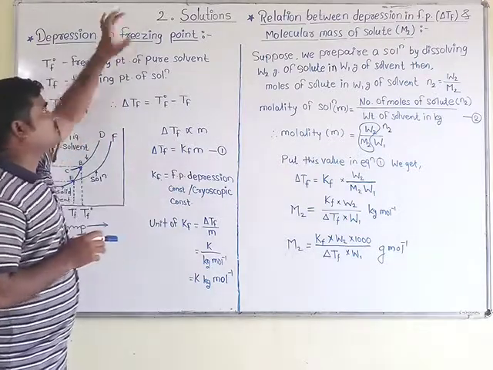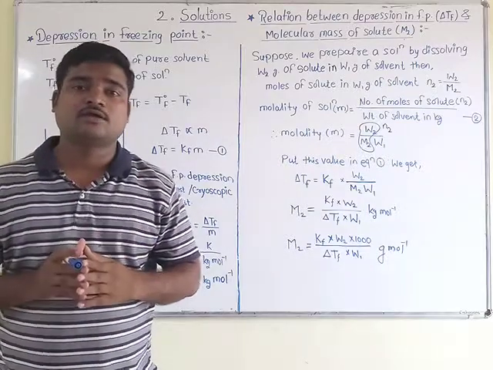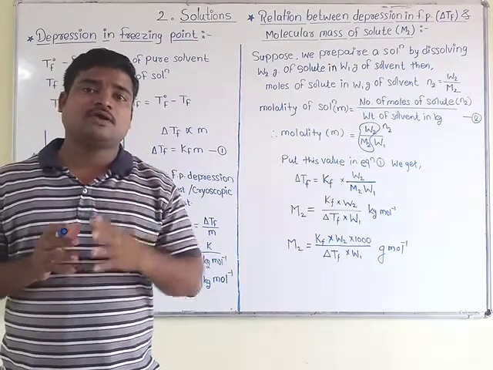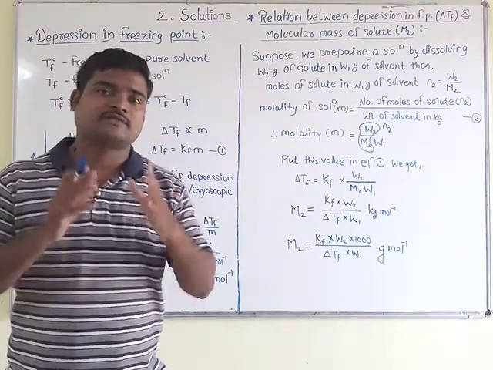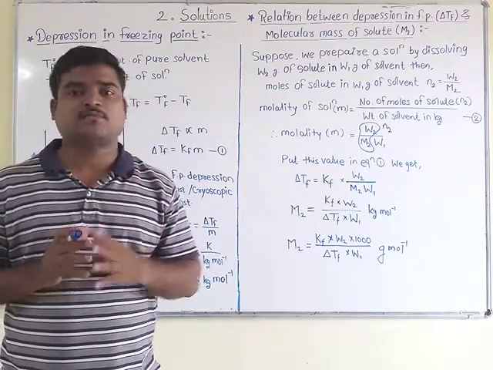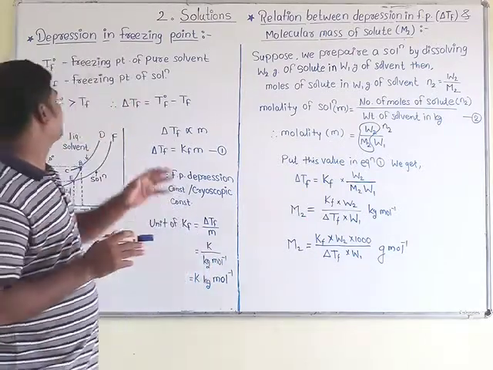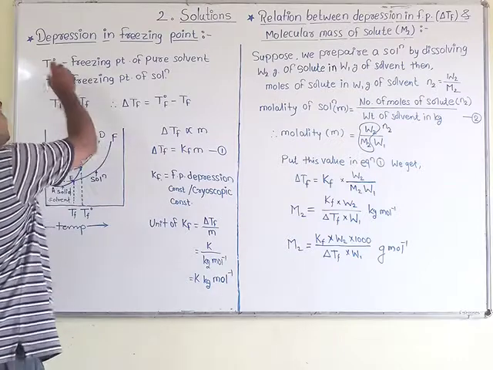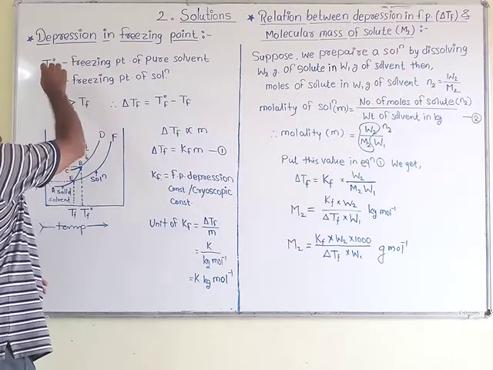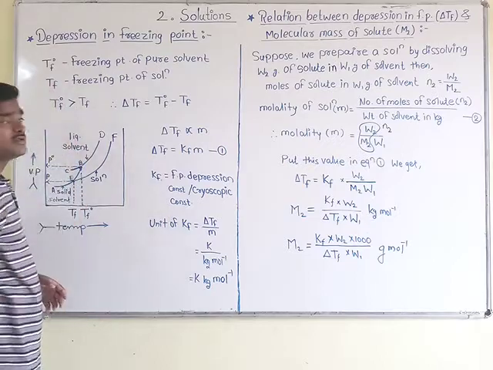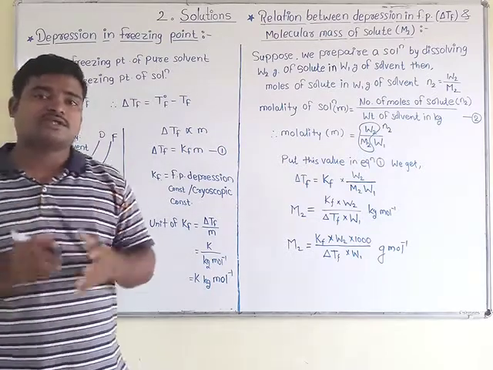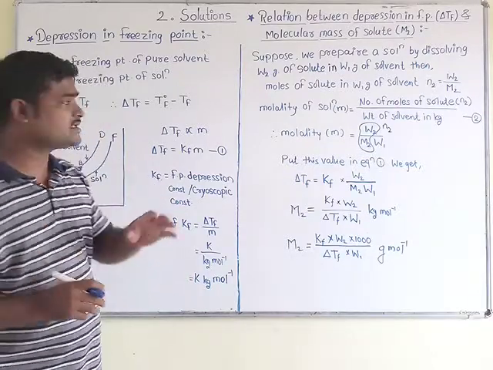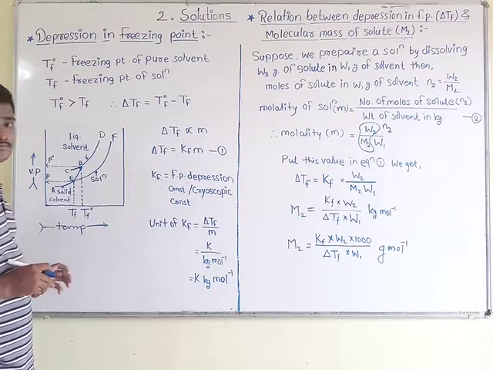Now the freezing point of any solution or liquid is the temperature at which the vapor pressure of the liquid becomes equal to the vapor pressure of the solid. That temperature we are calling the freezing point of the corresponding liquid. Here there are some terms which I have denoted, that is delta TF, T0F and TF. As earlier in elevation in boiling point we have seen T0B and TB, the same terms we have also taken here.